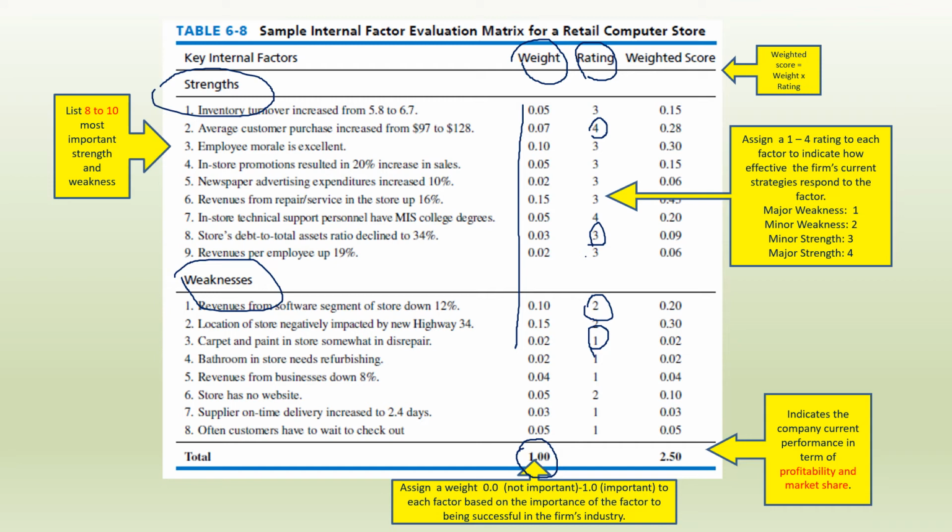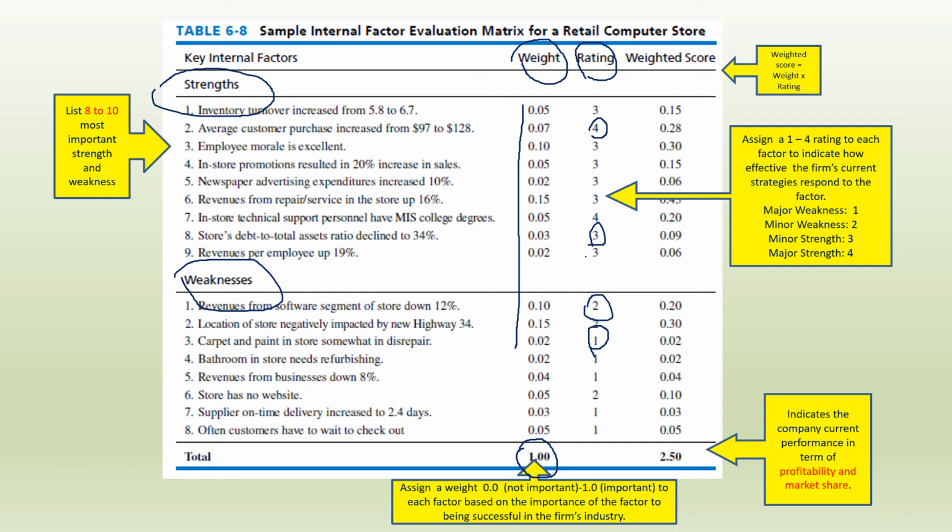So the 3 stands for minor strength and 4 is a major strength. Likewise, for the weaknesses, 1 is a major weakness and 2 is a minor weakness. So that is on the rating.